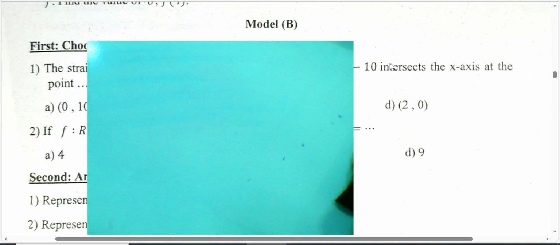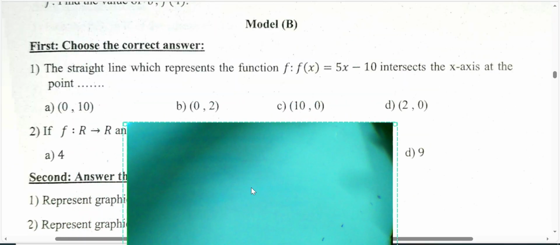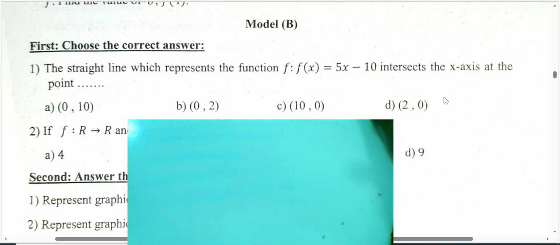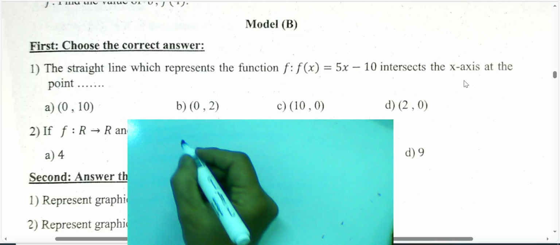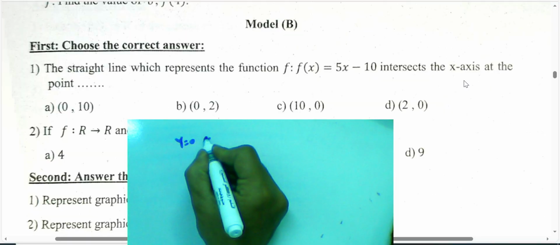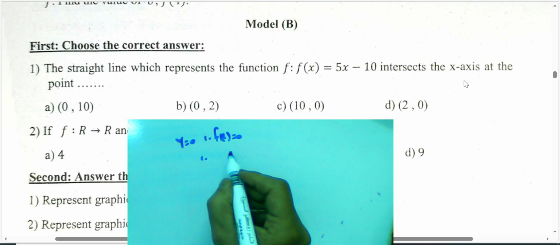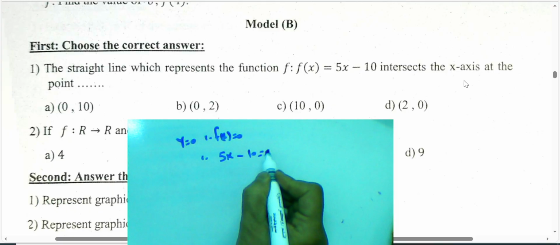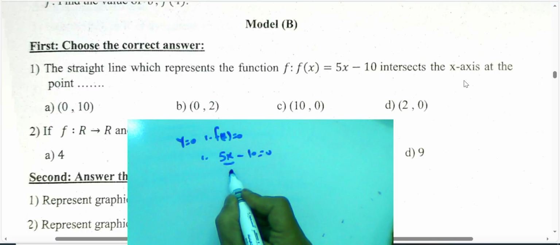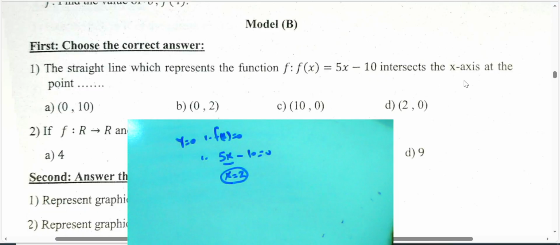Next question. Model letter B. Show the correct answer. The straight line passing through the point what and what intersects the x-axis. It means y equals 0. It means f of x will be equal 0. F of x here was 5x minus 10. Then 5x minus 10 equals 0 at x equal 2. 5 times 2, 10. Then the value of x will be 2. Understood?